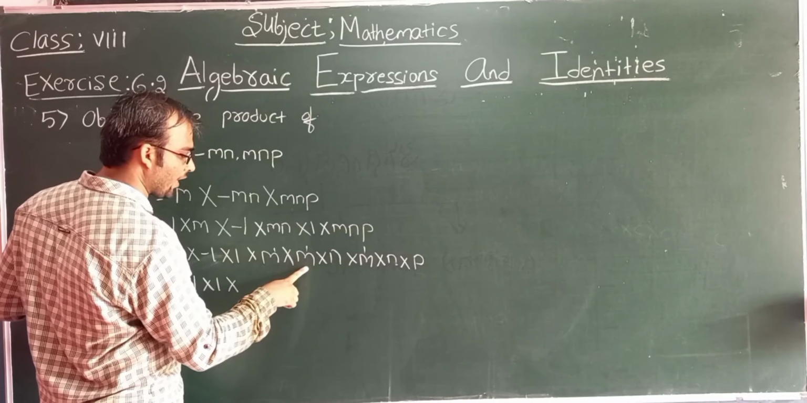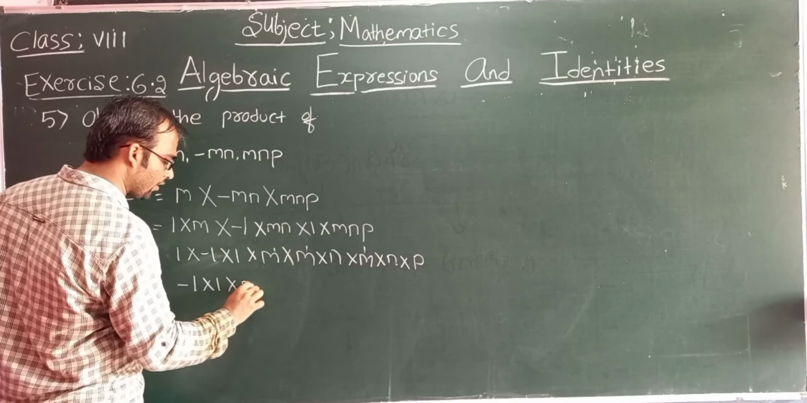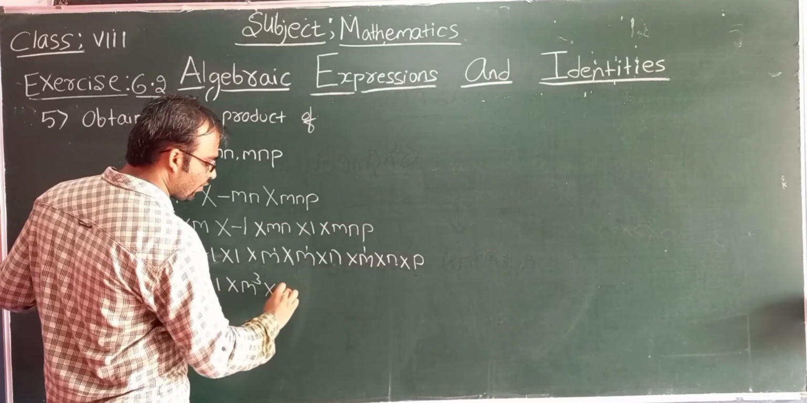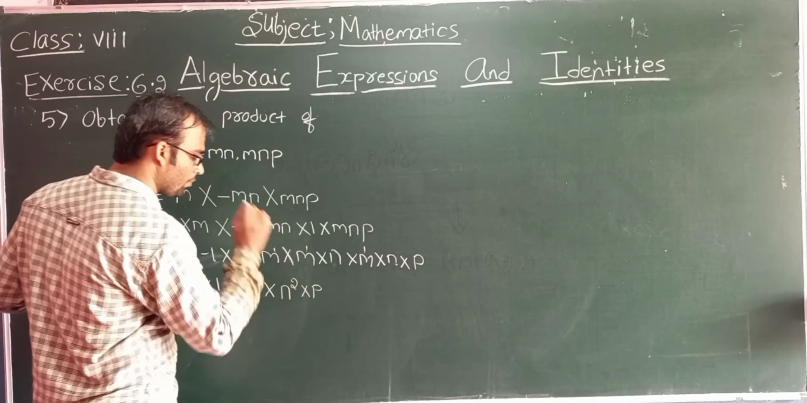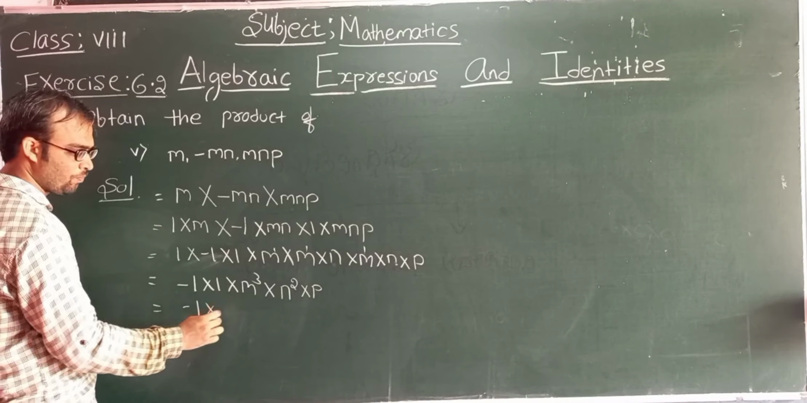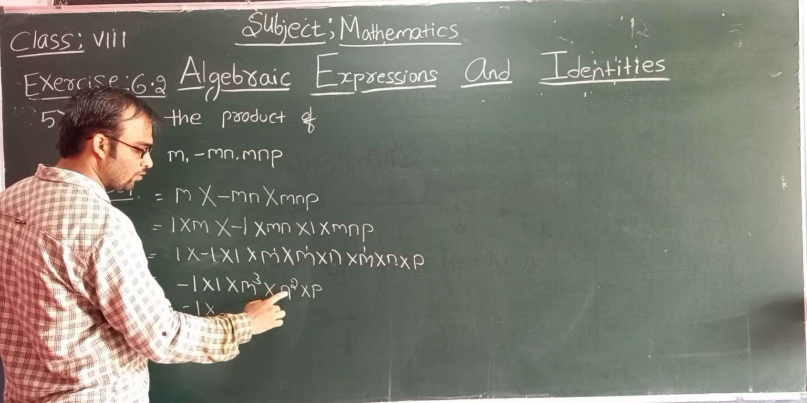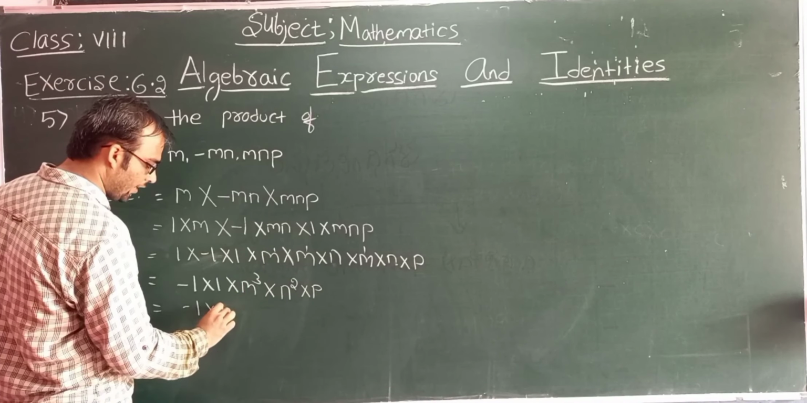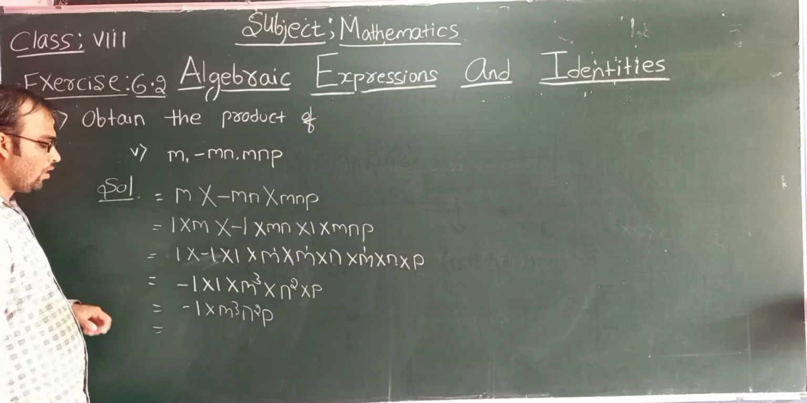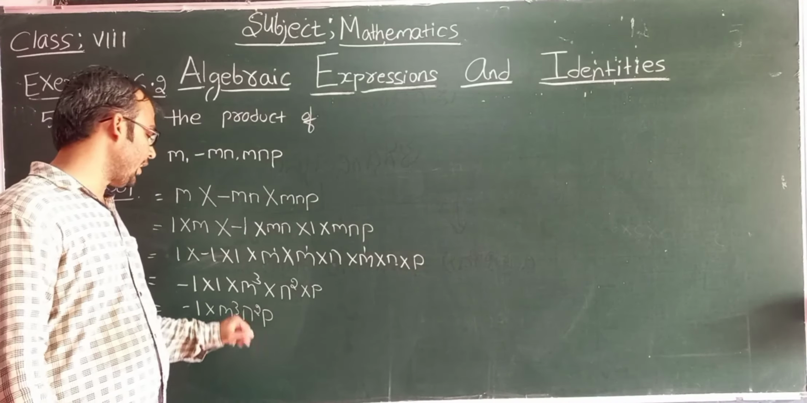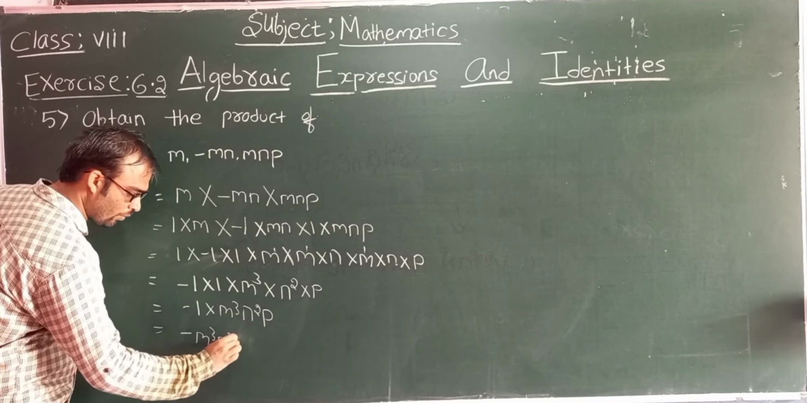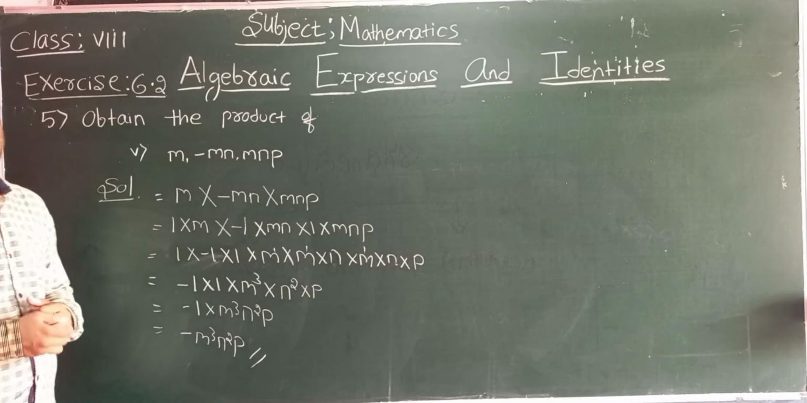So m into m is m square, into m is m to the power 3. Into here n is there, so n into n is n square, into p. So minus into plus is minus, 1 ones are 1 into m cube, n square, and p is there. So what we are getting: m cube, n square, p. So minus 1 into m cube n square p is minus m cube n square p. So this is the solution for the given problem.